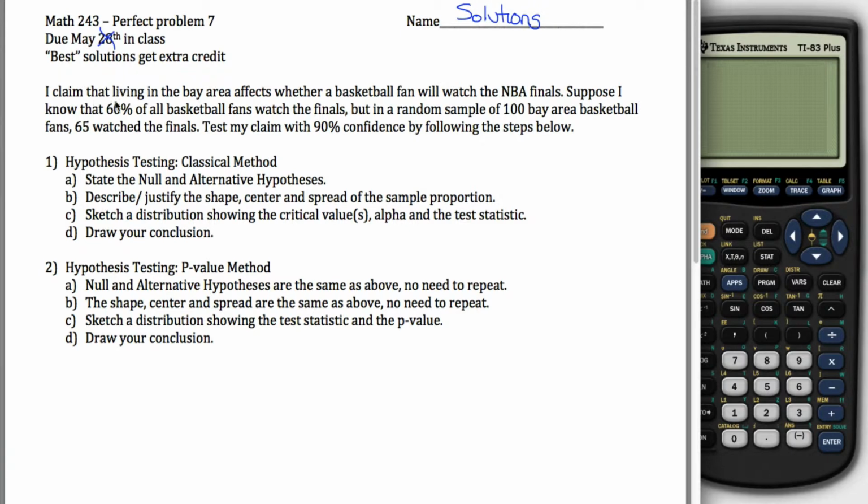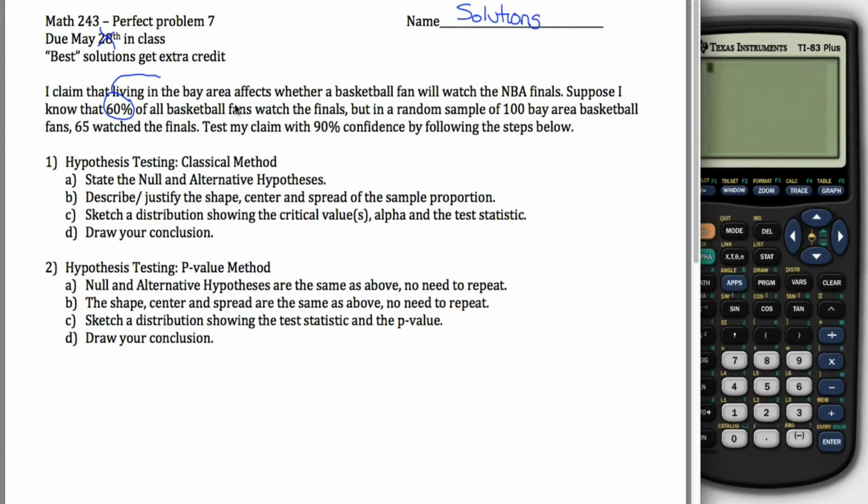So let's go through and read what we have. I claim that living in the Bay Area affects whether a basketball fan will watch the NBA Finals. Suppose I know that 60% of all basketball fans watch the finals. This 60% right here is very similar to mu naught from our previous section, the population average before we consider whatever the criteria is being tested.